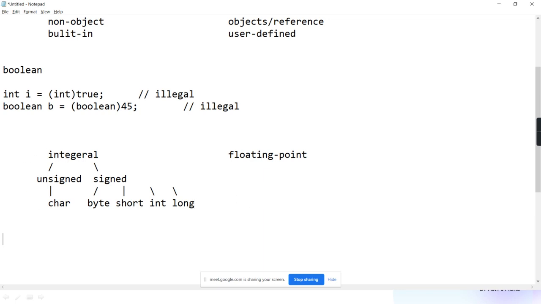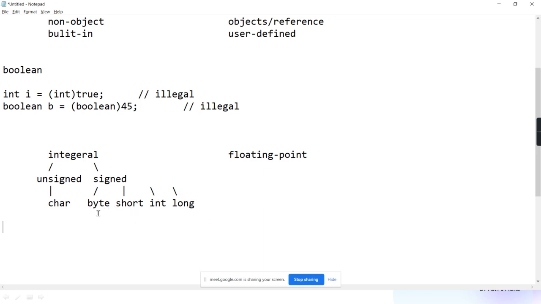Means in Java, if I'm creating a character variable and I'm assigning a positive value, will it complain? Will it store this 34 in C? Yes or no? Yes, obviously it will store it, because 34 comes in that unsigned character range. Okay? And these four are there: byte, short, int, long.